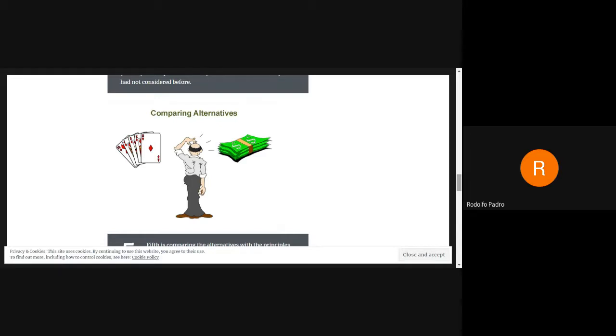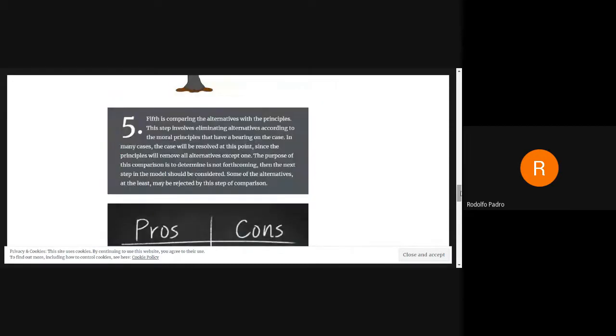Which among this, card or money? But anyway, that is just a picture. Here, the fifth step is comparing the alternatives with the principles. So, on the fifth day, you're going to compare the alternatives with the principles.